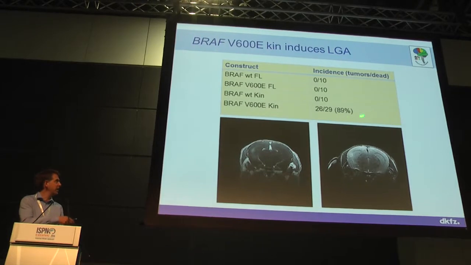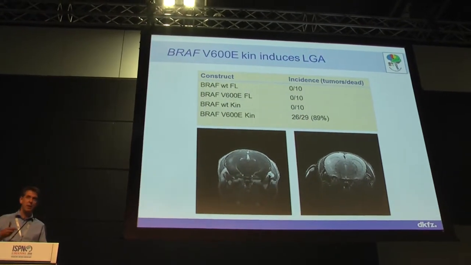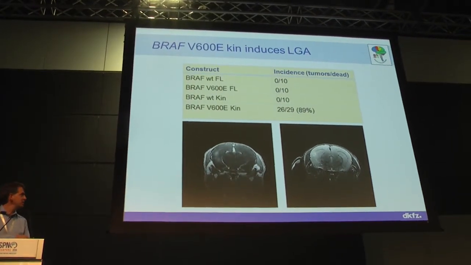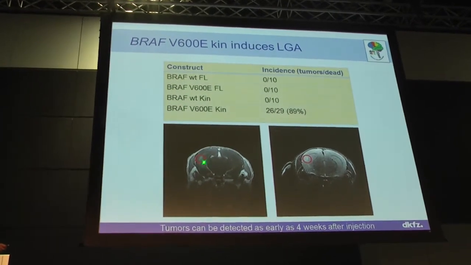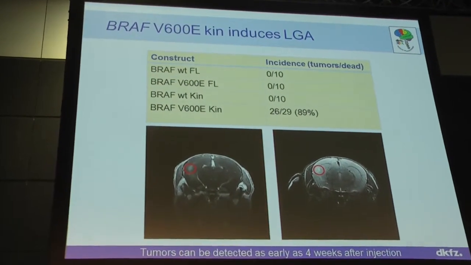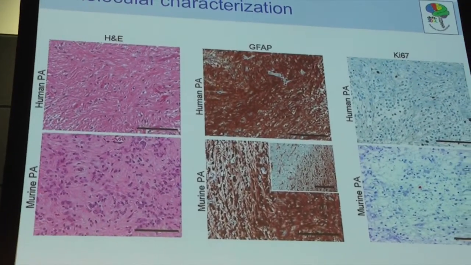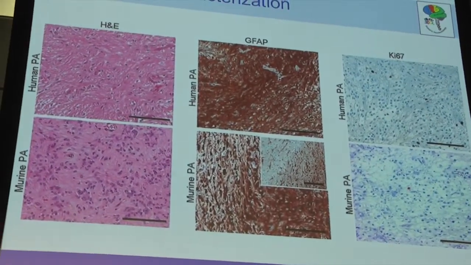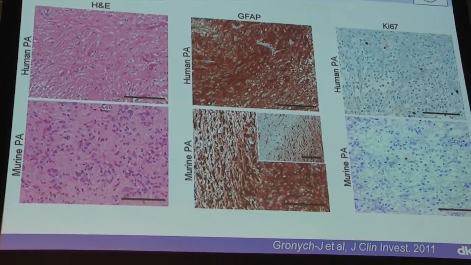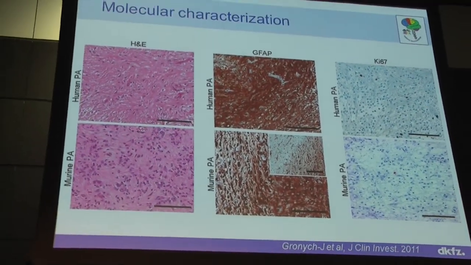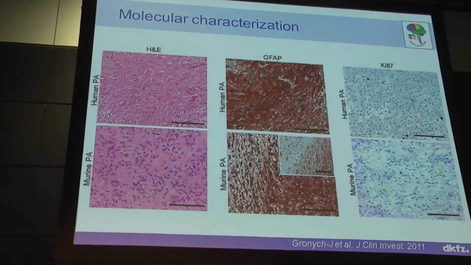And it was really striking that with a very high penetrance and quite a short latency, which was surprising to us in the beginning, he could generate tumors in a mouse model which faithfully recapitulate pilocytic astrocytoma, not only because the histology looks similar, but also because of the low proliferation rate, which we know is happening there.